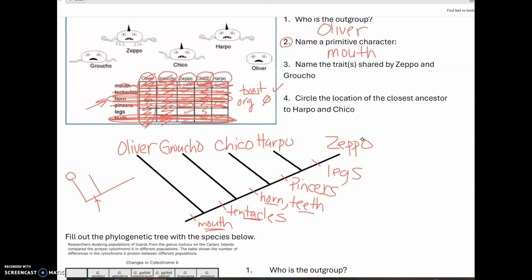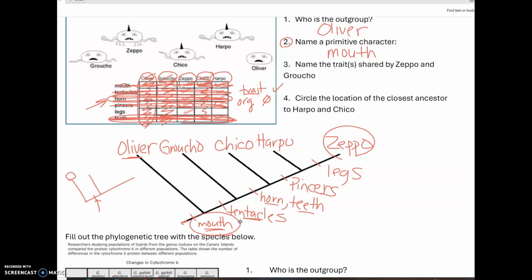It's got our traits added in along the bottom, and then we've got our organisms across the top. We would consider this our most recent, our most advanced organism here at this end. Our outgroup, where we always start reading, we call this the root. And our outgroup is kind of our first branch. And if there's a trait everybody shares, remember that's called a primitive character. And then everything else is a derived character.